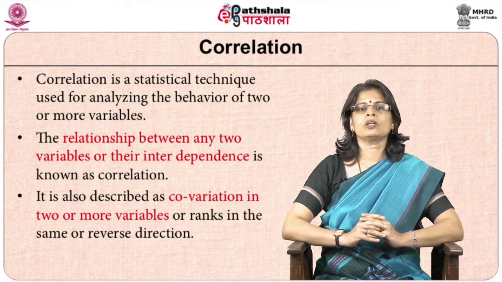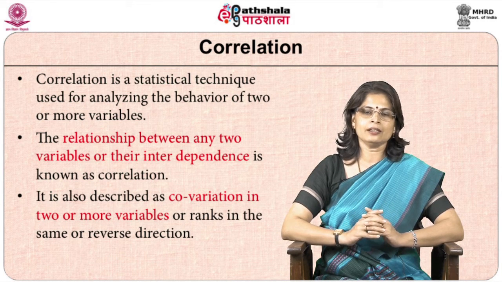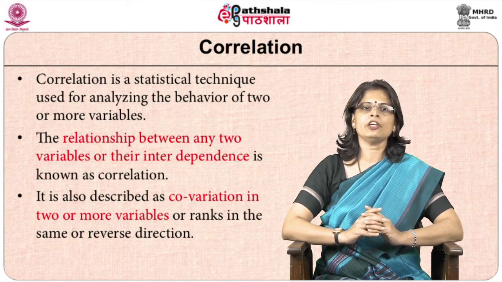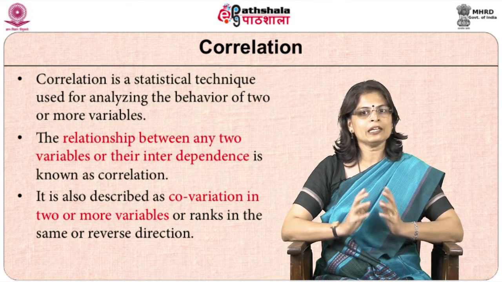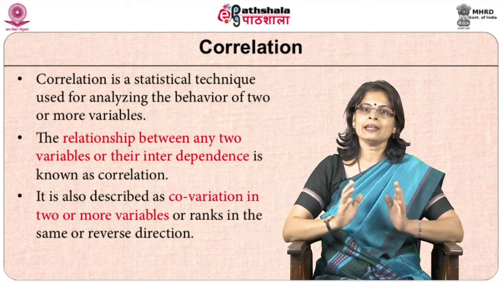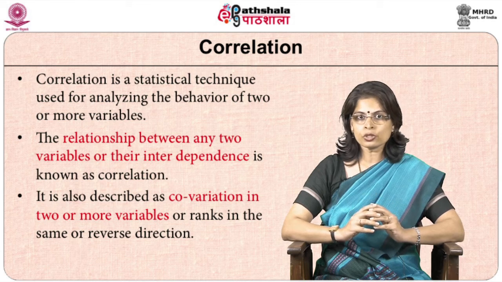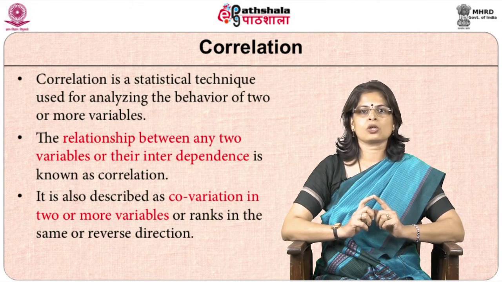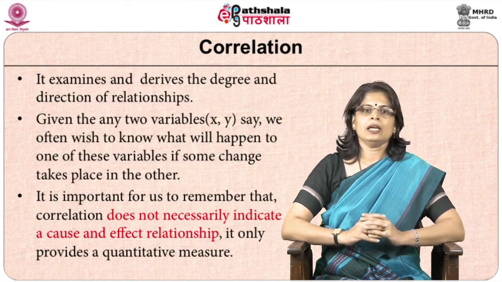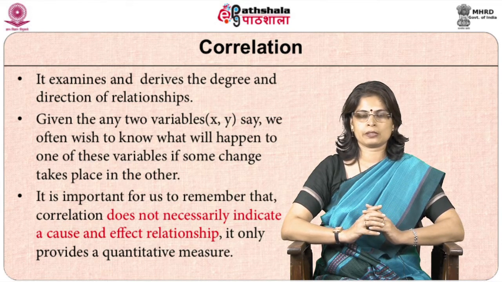Now let us see what correlation means. Correlation is a statistical technique used for analyzing the behavior of two or more variables. The relationship between any two variables or their interdependence is known as correlation. It is also described as covariation among the two variables or ranks in the same or reverse direction. It examines and derives the degree and direction of relationships.